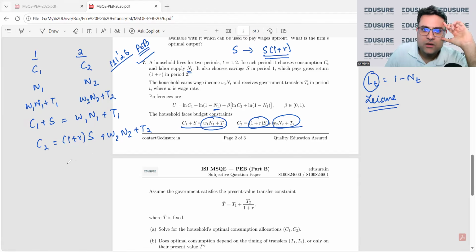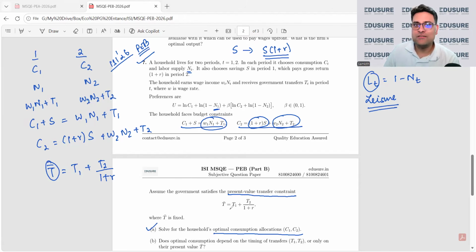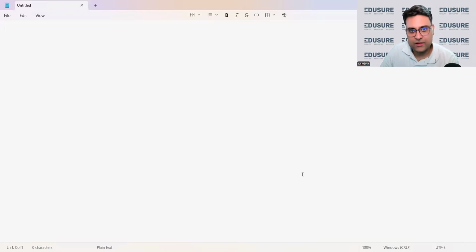That is but obvious. Government satisfies a present value transfer constraint. That is T bar is equal to T1 plus T2 by 1 plus R. So the transfer is constant in this way. Part A is solve for the household optimal consumption allocation C1 and C2. Okay, this is all the information. Let's go on to the board and solve it together.